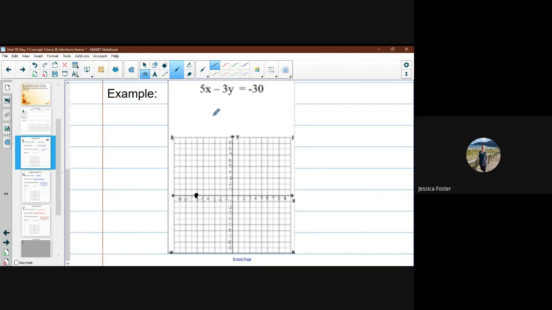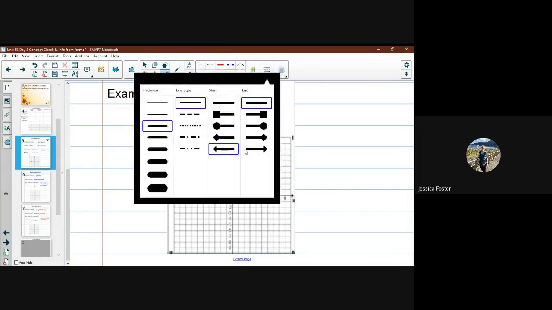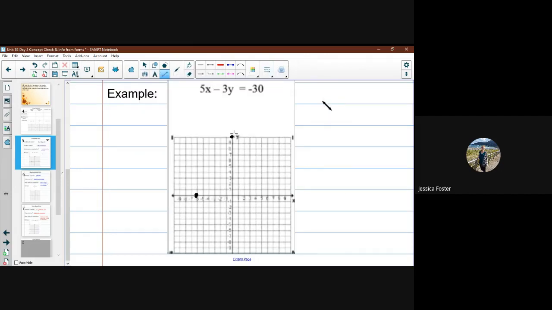The y-intercept is going to be if I put a 0 in for x, so negative 3y equals negative 30. Well, negative 3y equals negative 30 when y equals a positive 10. So now to graph this, I'm just going to draw a line that goes through those 2 points. Like this. There you go. And I graphed the equation 5x minus 3y equals negative 30 when it's given to me in standard form. All right, next slide.